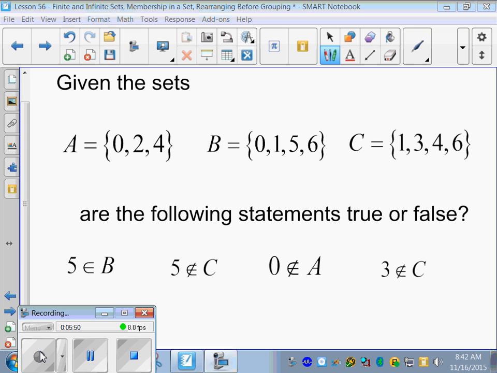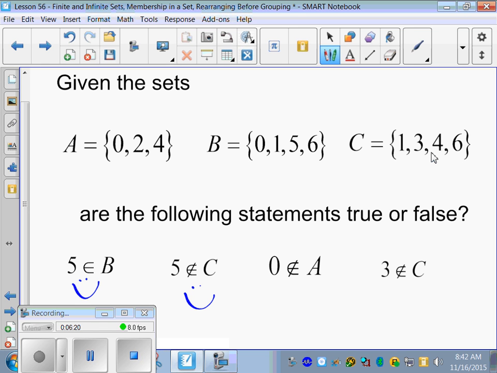So 5 is an element of B, thumbs up or thumbs down. Everyone should give me some thumbs. Lots of thumbs up. I agree. We're going to give that guy a smiley face. 5 is not an element of C. Thumbs up or thumbs down. Lots of thumbs up. This one is true. It's kind of like a double negative, right? So 5 is not an element of C. 5 isn't in there, which is true.